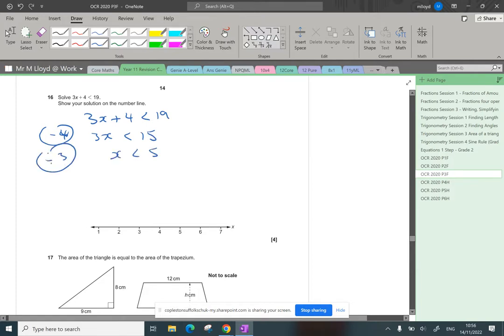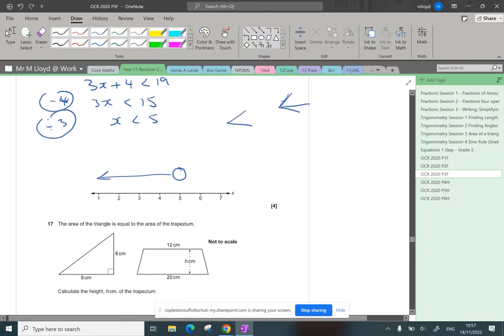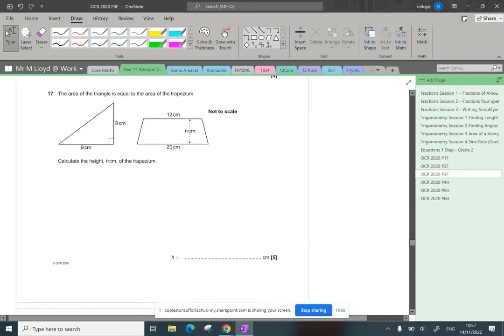So to put that on the number line, that means our circle is going to go above the 5. We don't fill it in because there's no equals to bit. And then a handy thing here is that the symbol is pointing to the left, which means our arrow goes to the left and helps us to get that correct. So that's question 16. Question 17, the area of the triangle is equal to the area of the trapezium.